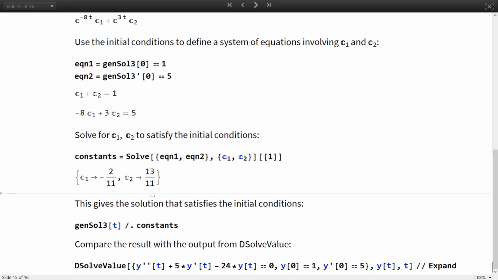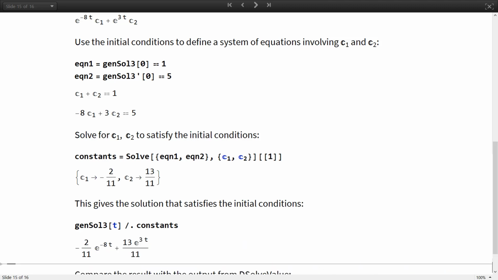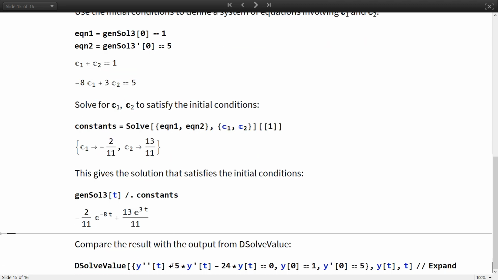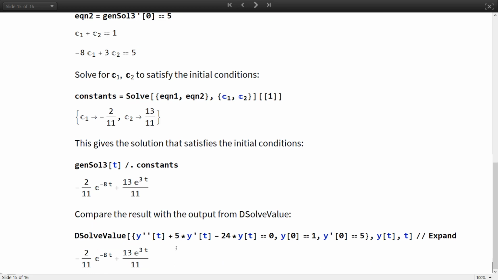With the values for the constants obtained, substitute them into the general solution to find the solution for this initial value problem. Compare the result with DSolve. It can be seen that the two solutions are indeed identical.